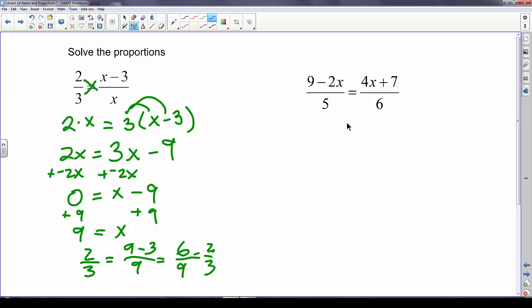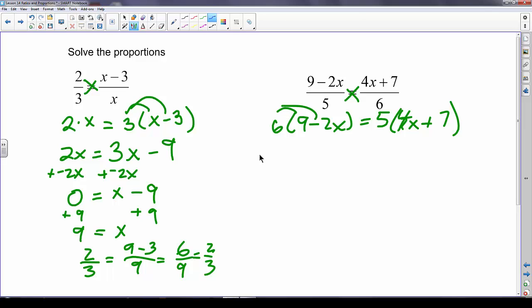Let's do the same thing on the other side. I have two equal fractions, so their cross products must be equal. So in this case, if I take my cross product, I have 6 times the quantity of 9 minus 2x is equal to 5 times the quantity of 4x plus 7. Distribute each through. 54 plus negative 12x is equal to, distribute through, 20x plus 35.